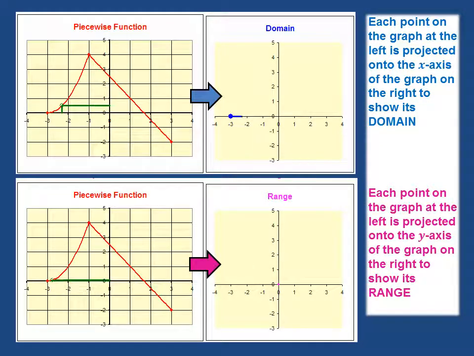Here's an illustration that kind of shows what we're talking about in an animation. If you look at the top, each point on the graph at the left is projected onto the x-axis. So each point projects downward, and we're going to trace that out on the x-axis on the graph on the right. And that's going to give us the domain of that function. If you look down below at the bottom, we'll do the same thing and project each point to the right or to the left onto the y-axis. And that's going to trace out the range of that function below.